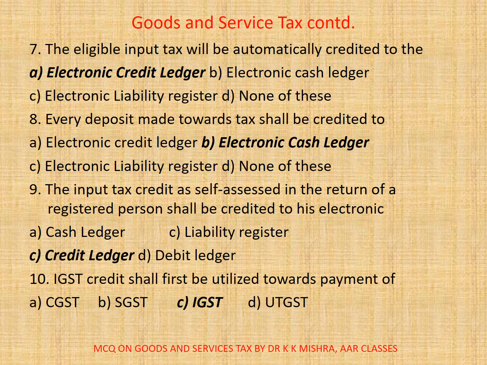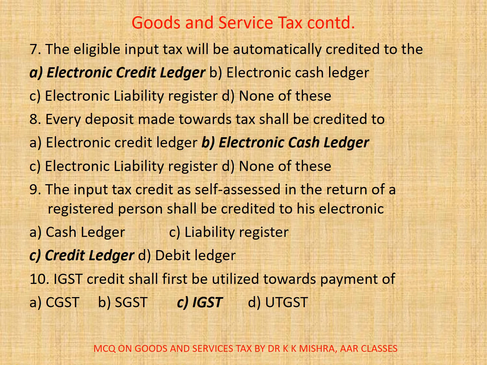8. Every deposit made towards the tax shall be credited to: A. Electronic credit ledger, B. Electronic cash ledger, C. Electronic liability register, D. None of these. So here the correct option is B. Electronic cash ledger.